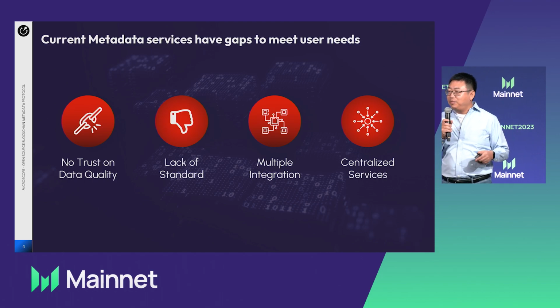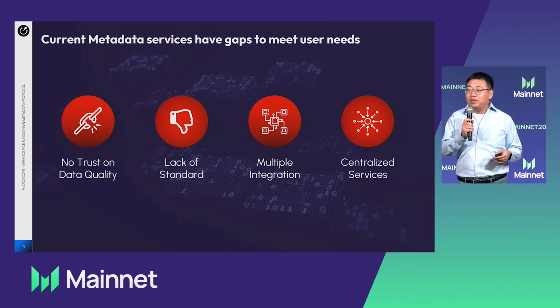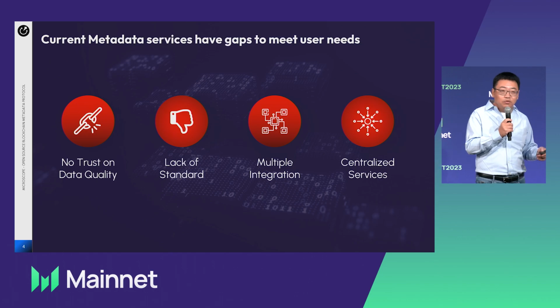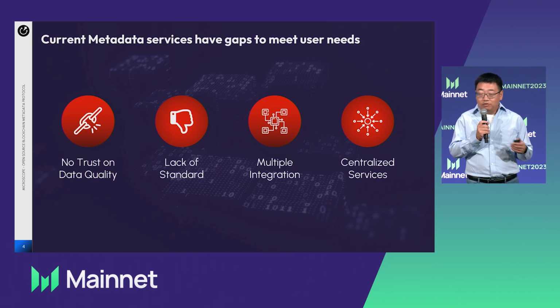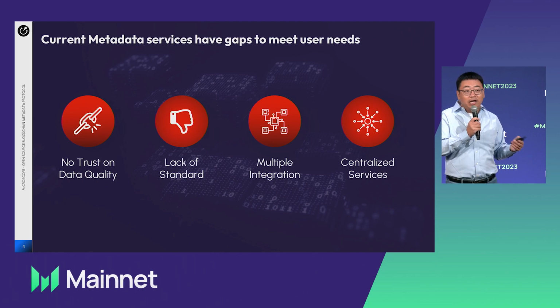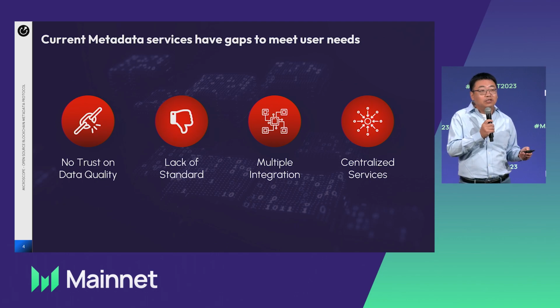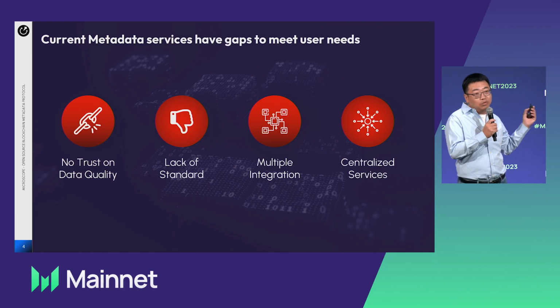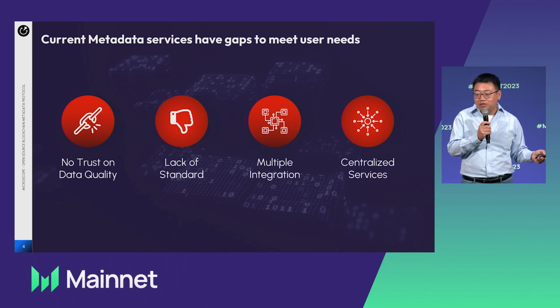The third one is that because we don't have a go-to place, we usually need to integrate with multiple service providers. Sometimes it's because we don't have trust in any provider. Sometimes it's because we don't have enough coverage, which I will talk about later, what coverage actually means.